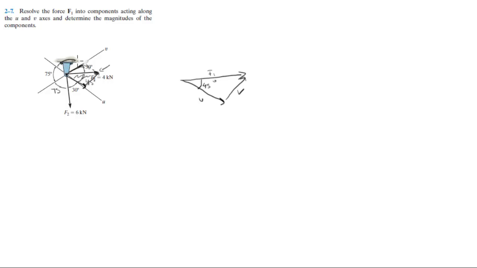This angle right here, we can figure it out easily, which is 105, 180 minus 75. And by subtracting, we can figure out that this one's 30. 180 minus these two angles, you get this angle. F1 we have, which is 4K. So when you have the angles on one side, you use the law of sines.